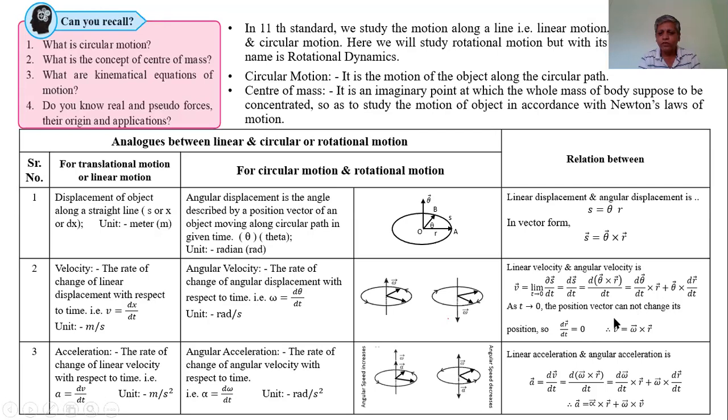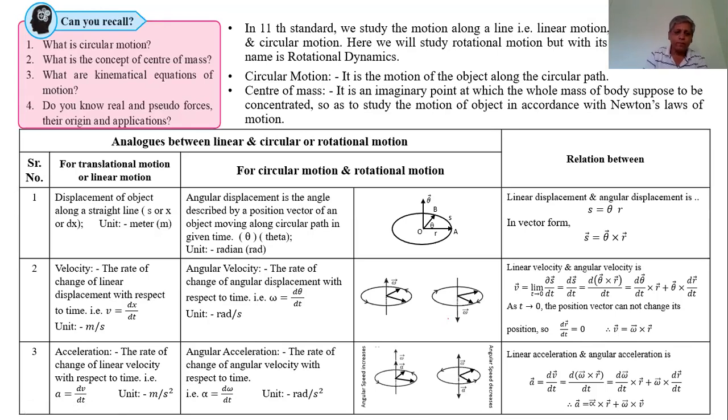Therefore, velocity is equal to the rate of change of angular displacement, that is considered angular velocity in vector form, and the second term with the position vector is zero here. Hence, the relation between linear velocity and angular velocity in vector form is: linear velocity is equal to the cross product of the angular velocity and the position vector, that is, vector omega cross vector r, which represents the direction of linear velocity. Hence, we write like this.